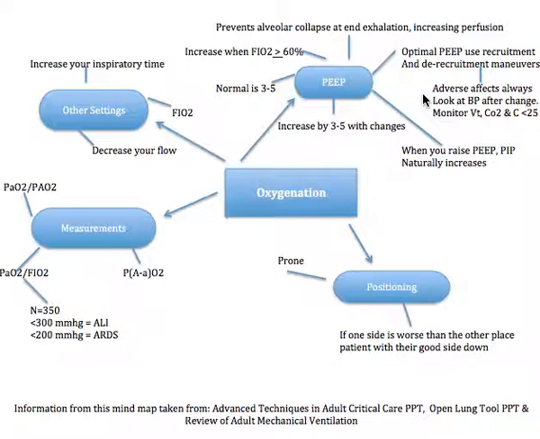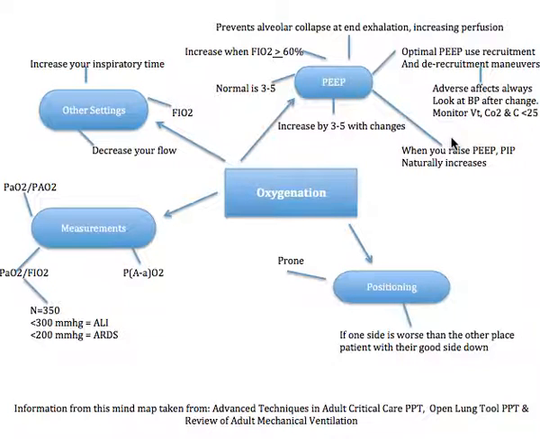So when you make a change, you're always going to want to look at the blood pressure first, because as we know, as you increase your PEEP, you're increasing your intrathoracic pressure, which has a direct effect on cardiac output. So always look at your blood pressure first. After that, you're always going to monitor your tidal volumes, your CO2, and your compliance to make sure that you're below the 25.